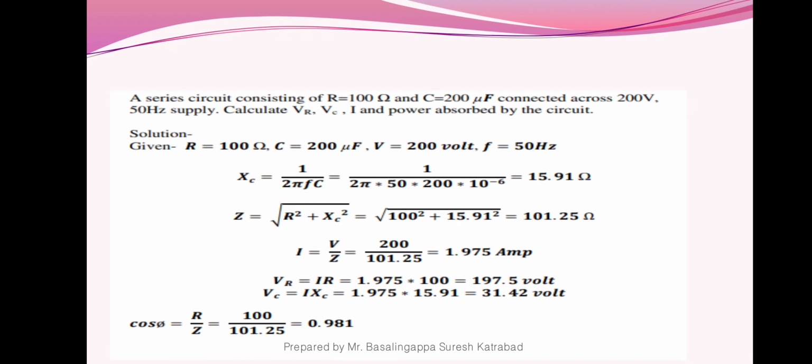Last, power factor cos phi equal to R by Z, that is adjacent side divided by hypotenuse. Adjacent side always R and hypotenuse Z, from impedance triangle we have taken here. So 100 divided by 101.25, 0.98. Power factor is always less than 1 or 1 unity. It is not greater than 1. So here 0.98.